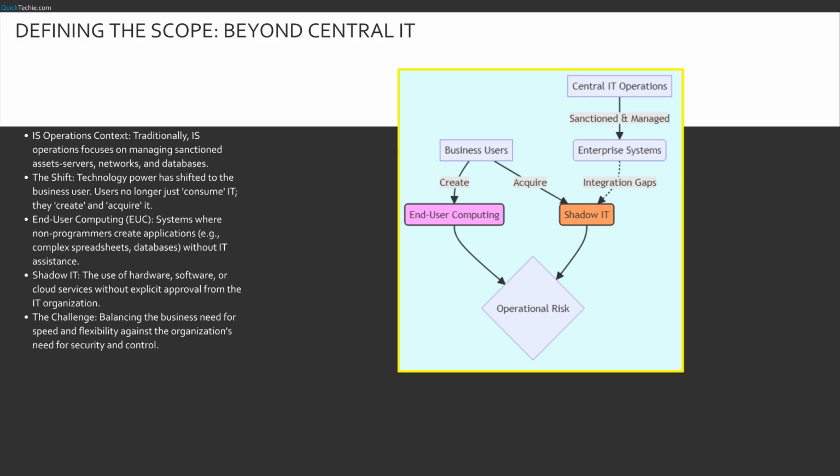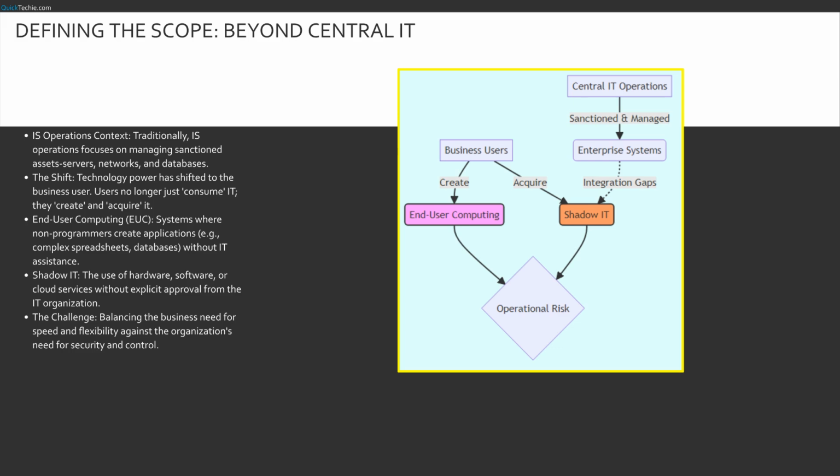Second is shadow IT. This is when users bypass IT entirely to acquire technology, like a marketing team swiping a credit card for a SaaS tool. As auditors and managers, we must understand that while these activities reduce IT backlogs, they create an invisible operational environment that often lacks standard controls.